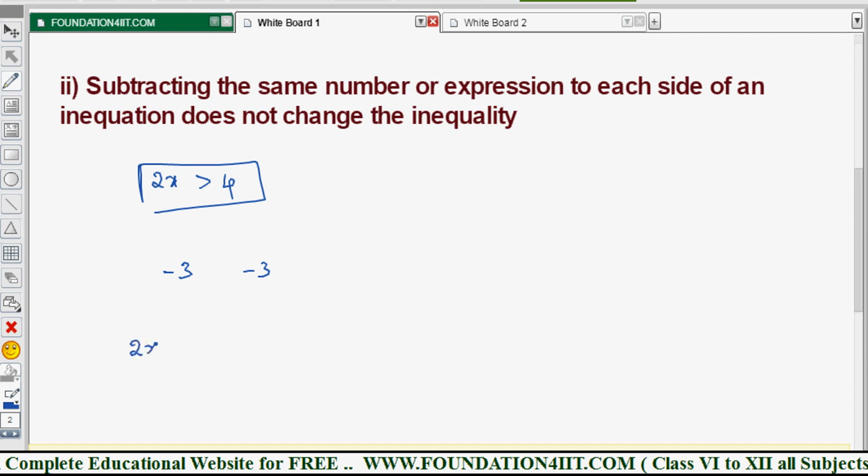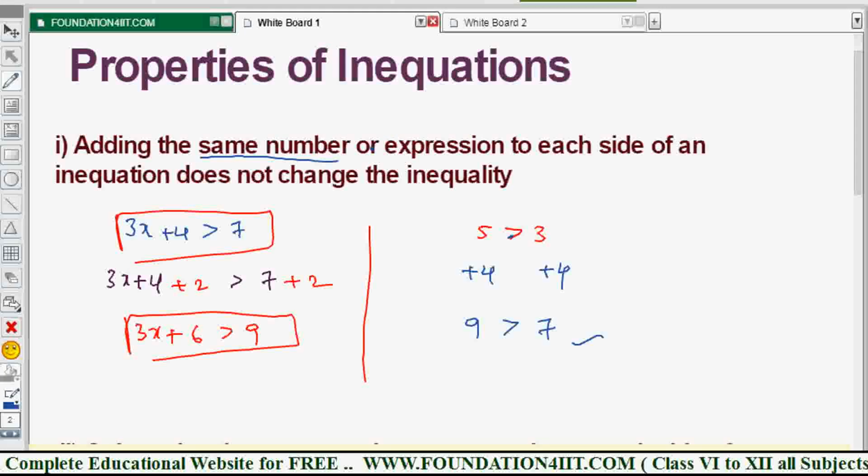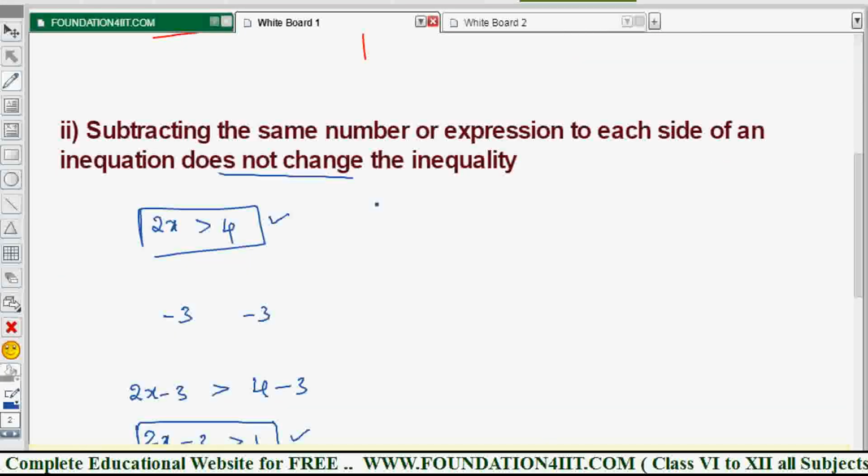So this becomes 2x minus 3 is greater than 4 minus 3. The greater than sign never changes. It will be the same as this. So 2x minus 3 is greater than 4 minus 3, which is 1. So 2x minus 3 is greater than 1, and 2x is greater than 4. Both give the same solutions, so the solution set will not be different. Subtracting the same number from both sides also does not change the inequation. Adding the same number to both sides does not change it, and subtracting also does not change it.